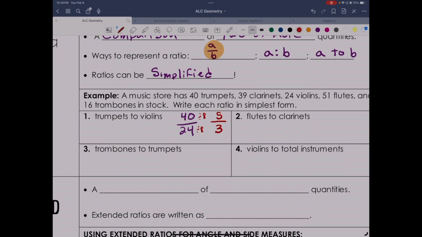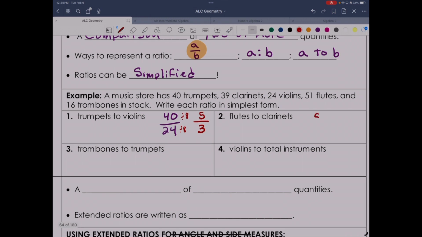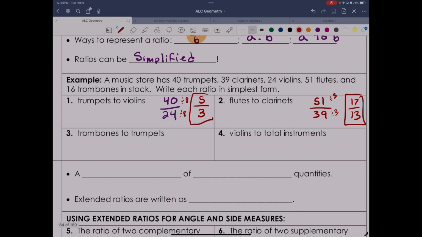Okay. Flutes to clarinets. If we look at the number of flutes we have 51 flutes, and we have 39 clarinets. Again, that's the ratio. If you notice it can be simplified. I can divide both of these by 3. If I divide both of these by 3, you end up with 17 over 13 as our simplified ratio.